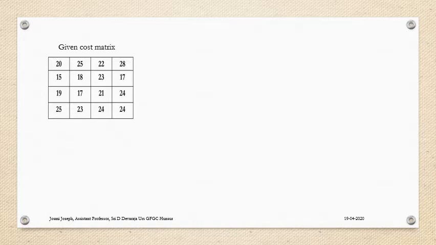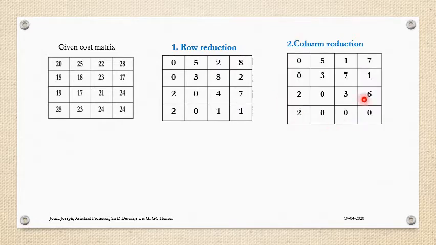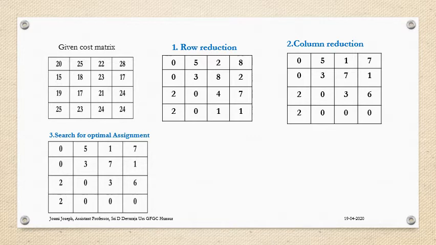According to Hungarian method, we perform row reduction in the given cost matrix. Find the minimum element in a row and subtract that from all the elements of that row. So this will result in the revised cost matrix like this. The same procedure we apply for columns. That will result in the column reduced new cost matrix like this. Then we search for the optimal assignment on this matrix.